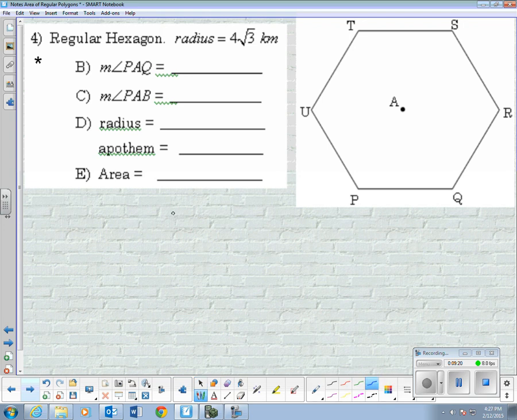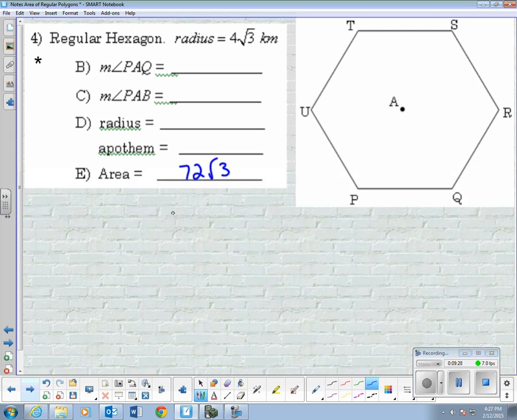Okay, so you should have all your work on there, and now that you're done, you can check your answer, and it should be 72 square root of 3 kilometers squared. You need to have all your other work, show your 1/2, your perimeter, your apothem, all those things in your work so that you can turn that into me or show me the following day.